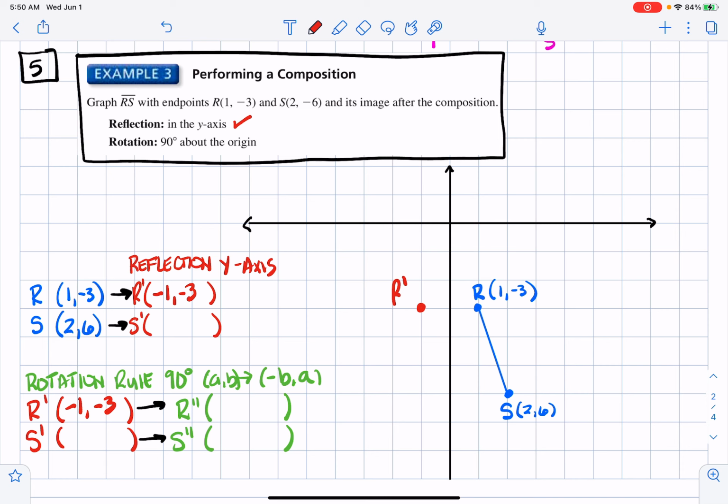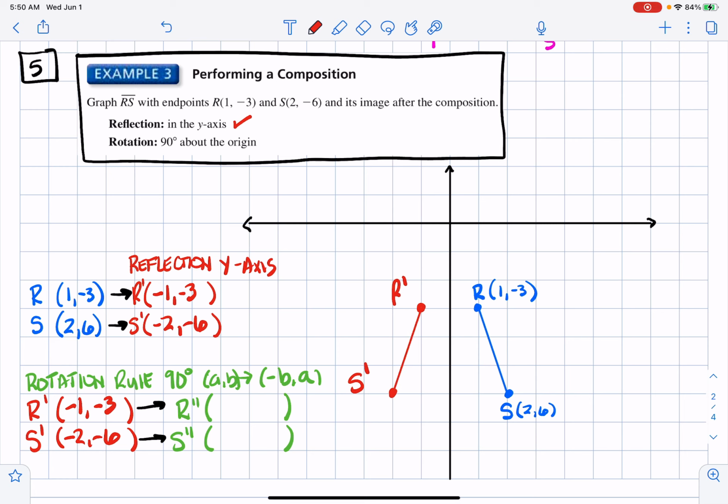And then, again, if my y-axis is my reflection line, I am 2 units away from that reflection line, so I'm going to go 2 units away in the opposite direction. So this point over here is going to be S prime, and I'm going to write those locations down. That would be -2, 1, 2, 3, 4, 5, 6. So (-2, -6). I'll write that down here. (-2, -6). So that's my first reflection in the y-axis.